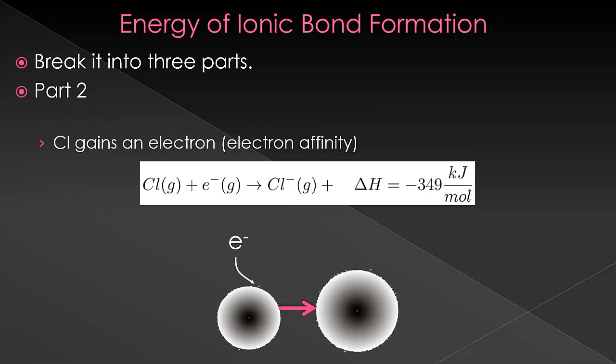For the next part of this process, chlorine must gain an electron to become Cl minus. As you remember from chapter 1, this is called the electron affinity. For chlorine, we can look that up and see that it is negative 349 kilojoules per mole.